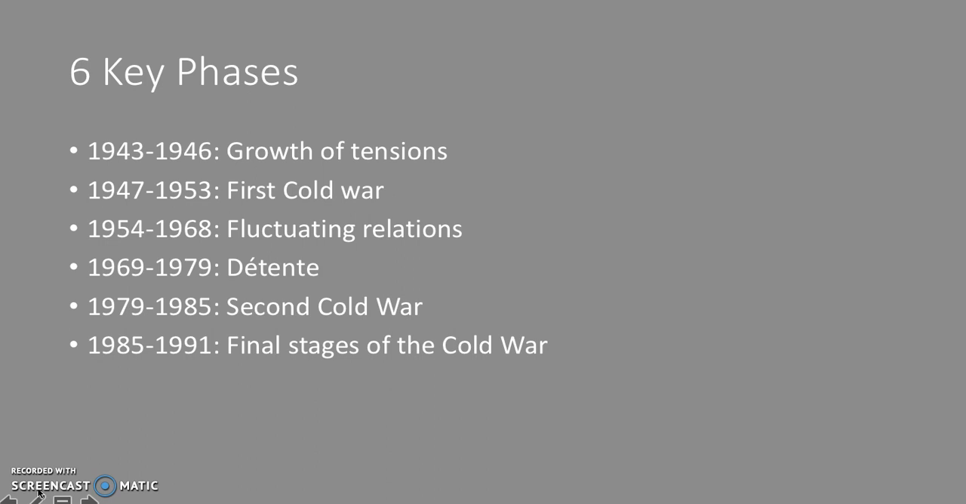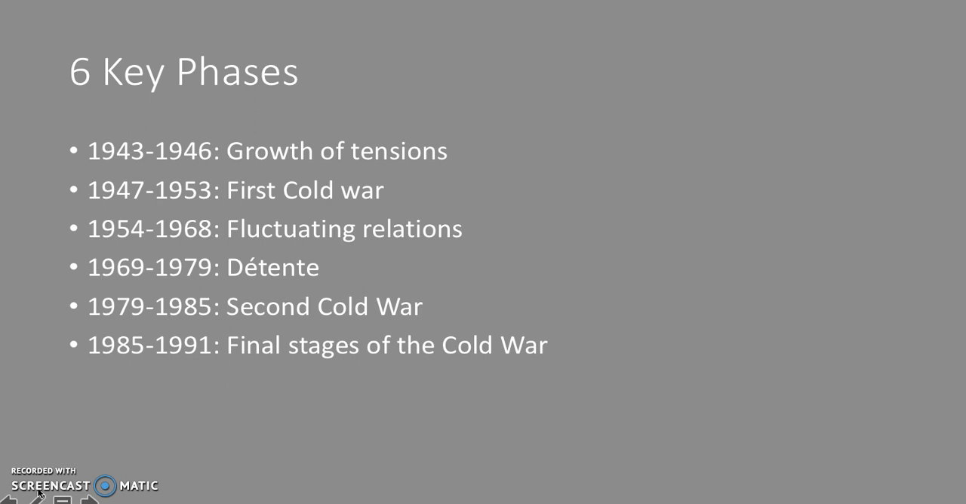The first phase began before the end of World War II in 1943 until 1946. Tensions grew between the two nations, and it was apparent at the Yalta Conference when the leader of the Soviet Union, Joseph Stalin, had quite opposing views to that of the United States President Franklin D. Roosevelt in regards to the status of Poland. The second phase began in 1947 and ends in 1953.